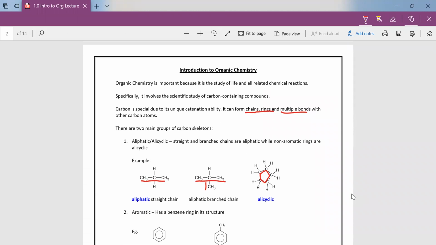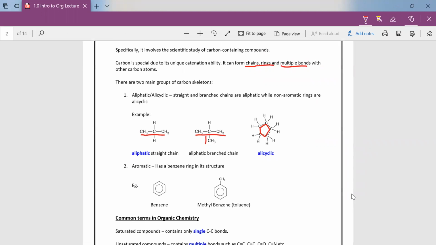Okay, so organic chem is important, right? Because basically you and I are carbon-based organisms. Carbon is very special because it can form chains, rings, and multiple bonds with other carbon atoms. The most famous of which you already learned is diamond, because it can form such a huge, giant molecular structure. Okay, so two main groups of carbon skeleton.